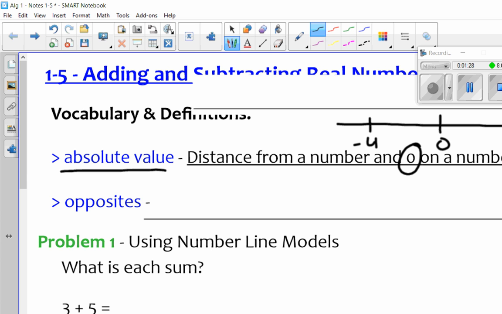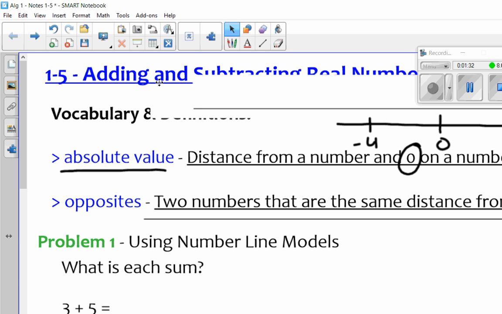All right. Next one is opposites. Two numbers that are the same distance from 0. Okay, so -4 and +4 aren't the same number, but they're the same distance from 0.